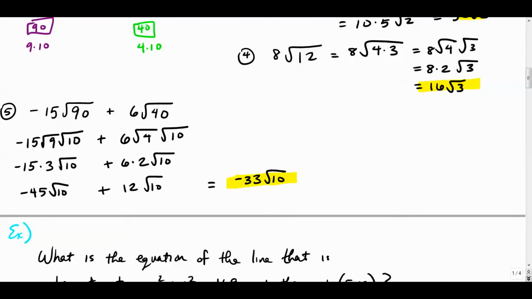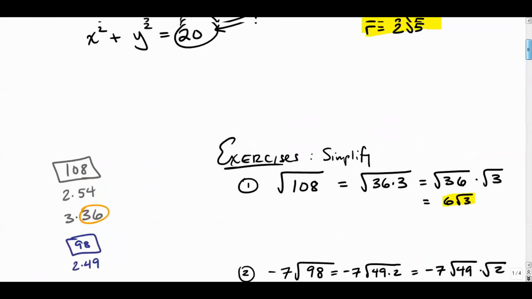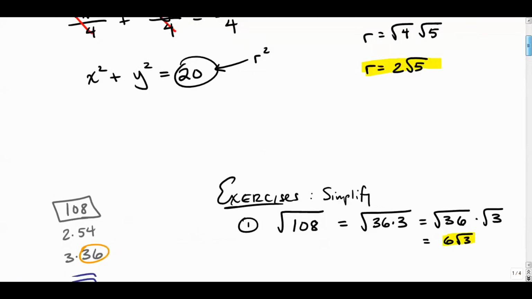So believe it or not, this craziness simplifies to that. And you can confirm that with a calculator if you'd like. But all the math works out. Okay, so there's some sort of side practice there for you on radical simplifications.